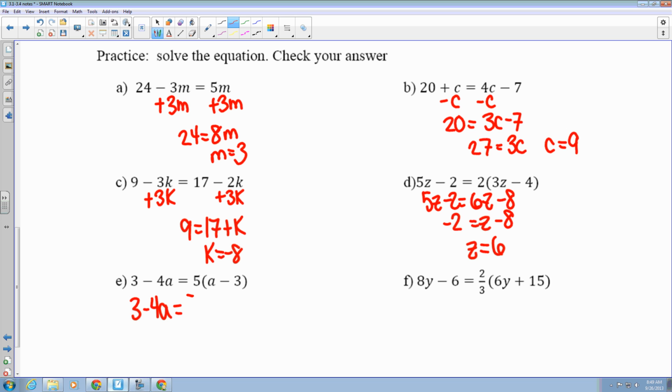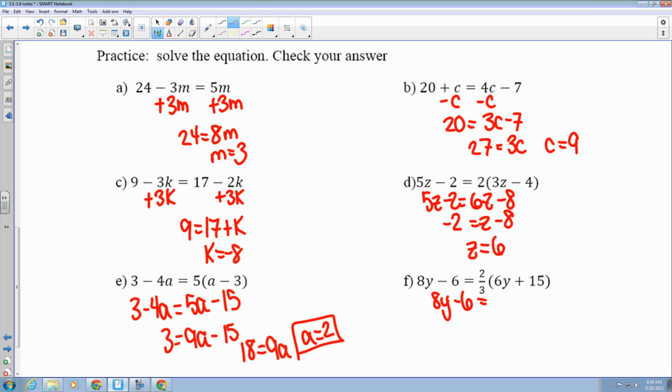Do our grouping symbols. I'm going to add the 4a to both sides. Add the 15. Divide both sides by 9, and a is 2. Okay, distribute that 2/3 in. Subtract 4y from both sides. So the left side gives us 4y minus 6. Add 6. Divide by 4. Y is 4.